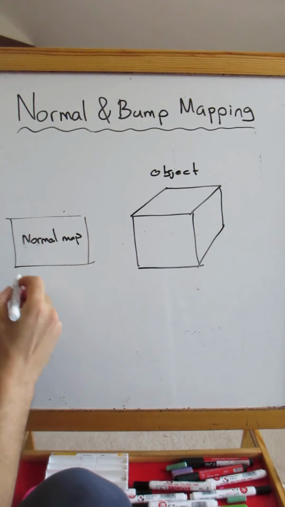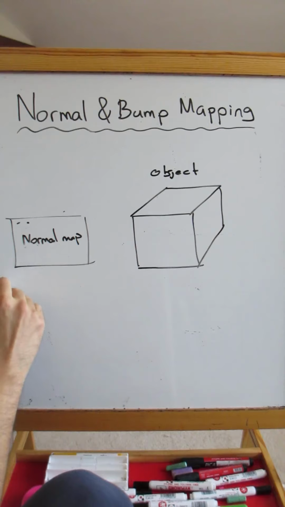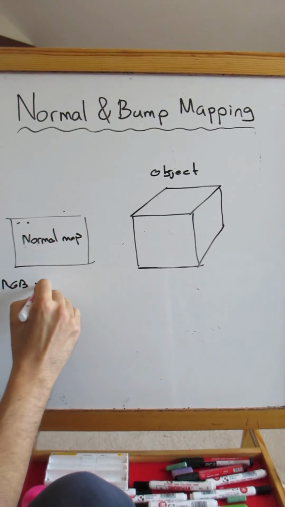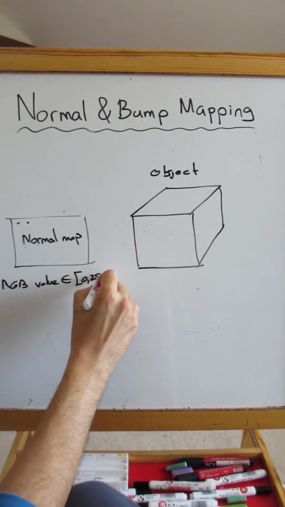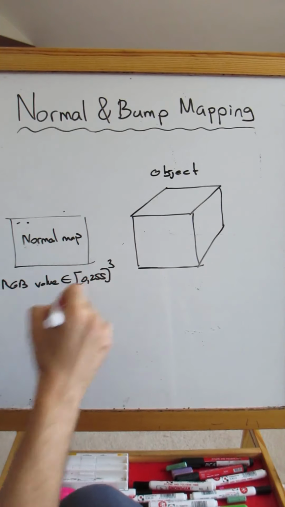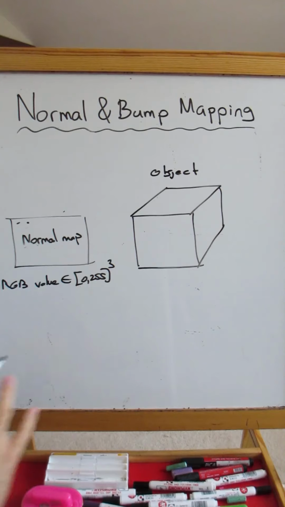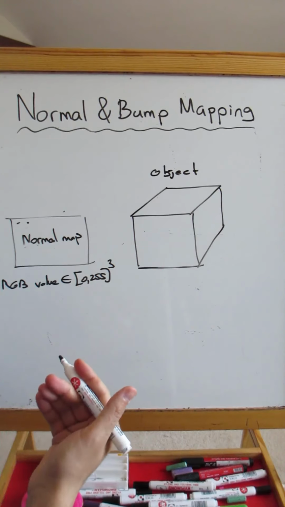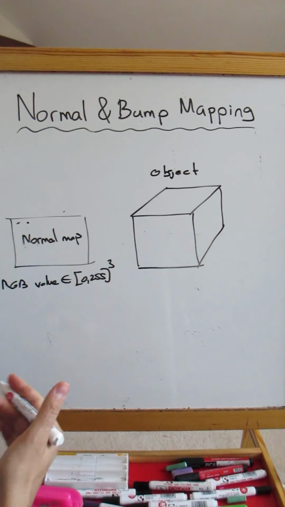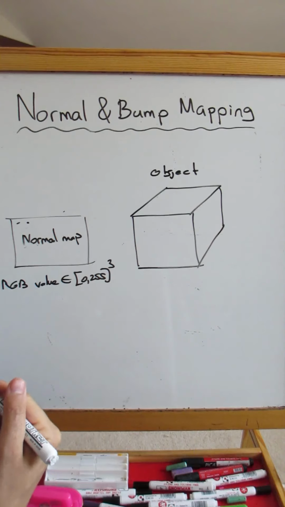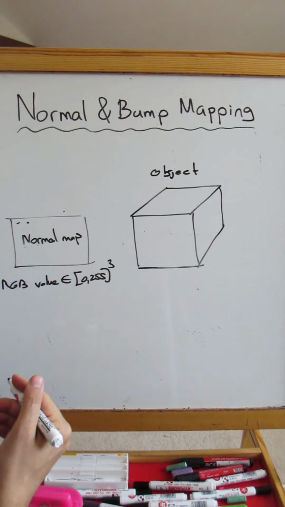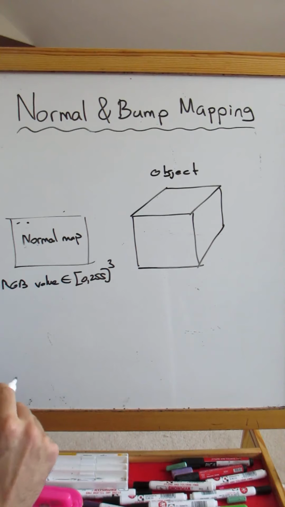So in a normal map, each pixel contains an RGB value. This is in the 0 to 255 range, okay, RGB. So how does it relate to the normal? As we know, normals are unit vectors. So the corresponding XYZ value of the normal is computed as follows.